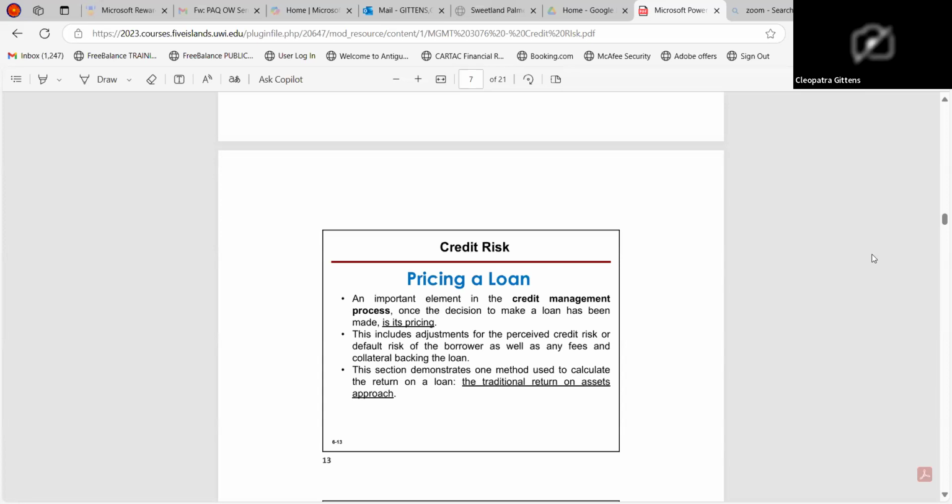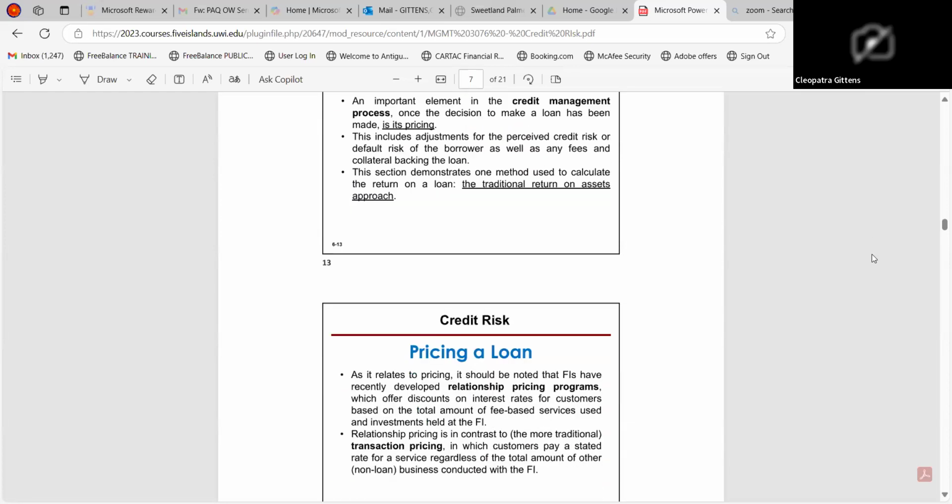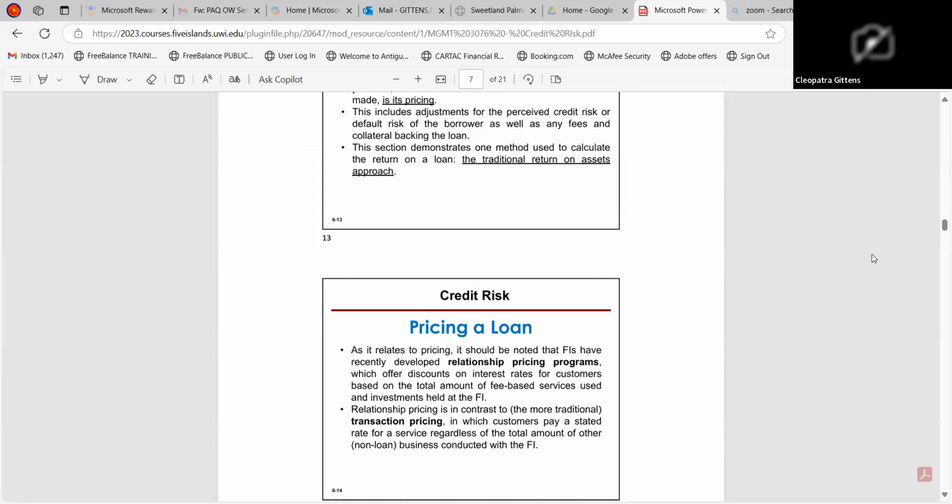So what is the chance of default? Depending on the chance of default, you're going to have a particular interest rate. Is there collateral? There may be a deposit that you have to put down, like I said, and any fees. All right. And so we are going to have a look at that.